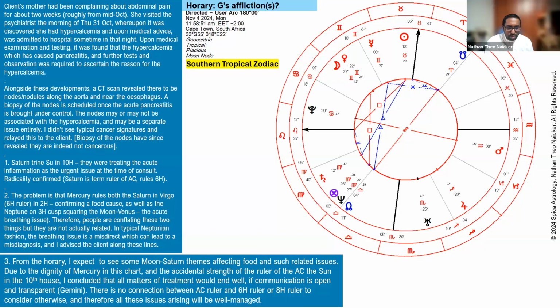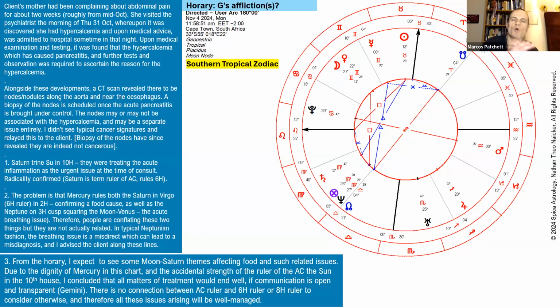There is no connection between the ascendant ruler, the Sun, and the 6th house ruler or the 8th house ruler in a negative way. There is a connection of Sun and Saturn, but I've already described that. There's nothing, and it's separating as well, isn't it? Nothing. Yes, the Sun has gone past, so it's moved on. And therefore all these issues arising will be well managed. That is what I advised the client.